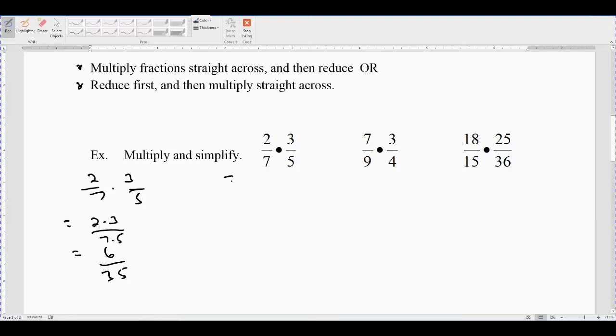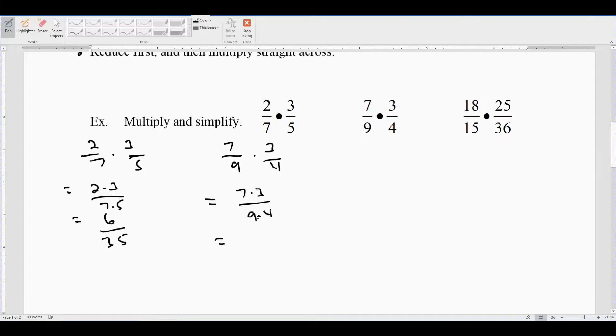A way more interesting example is the next one. 7 ninths times 3 fourths. So watch this. I'm going to go straight across. And this will be the last time I write out all the steps, by the way. So what you can now do is 7 times 3 is 21, and 9 times 4 is 36. But then I want to reduce that. So what divides in both 21 and 36, you may ask? 3 does. So I'm going to reduce that by dividing each of those by 3. 21 divided by 3 is 7, and 36 divided by 3 is 12.